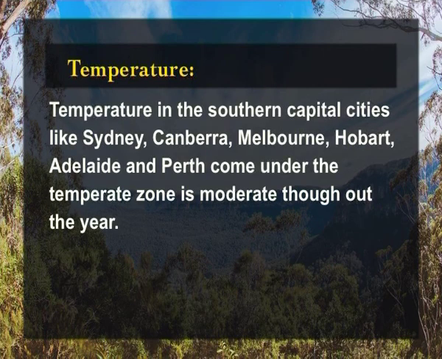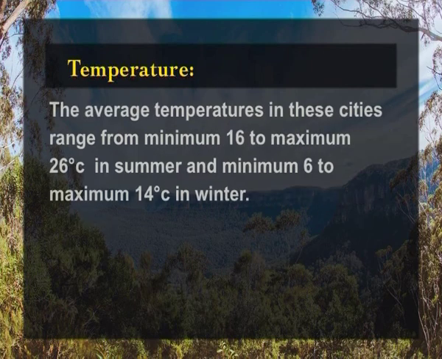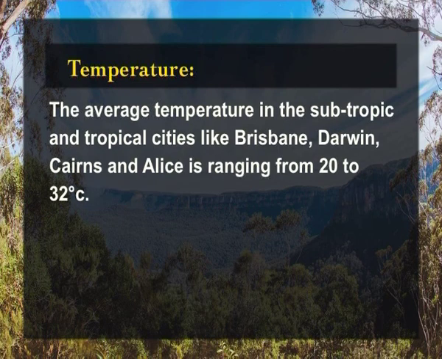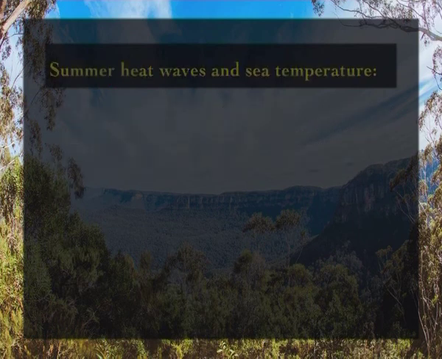Temperature in the southern capital cities like Sydney, Canberra, Melbourne, Hobart, Adelaide and Perth, which come under the temperate zone, is moderate throughout the year. The average temperatures in these cities range from minimum 16 to maximum 26 degrees Celsius in summer and minimum 6 to maximum 14 degrees Celsius in winter. The average temperature in the subtropical and tropical cities like Brisbane, Darwin, Cairns and Alice Springs ranges from 20 to 32 degrees Celsius.